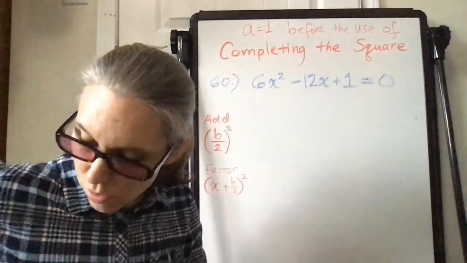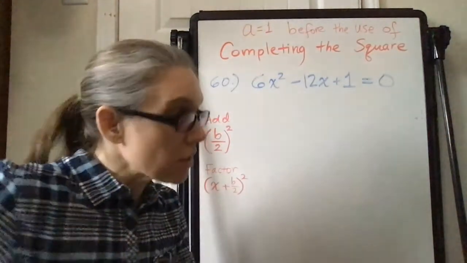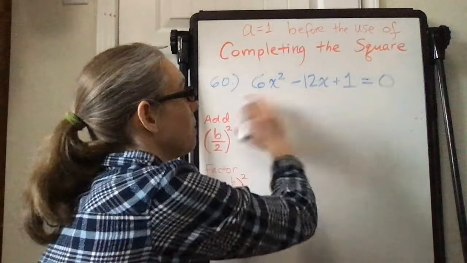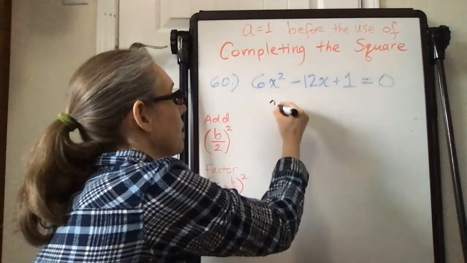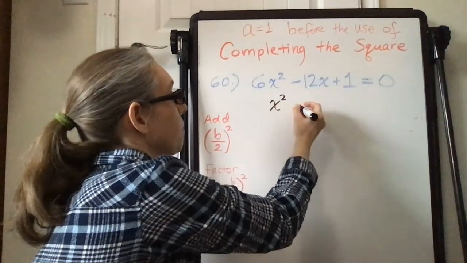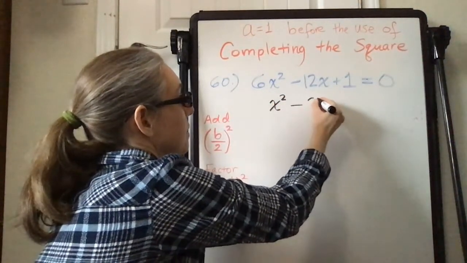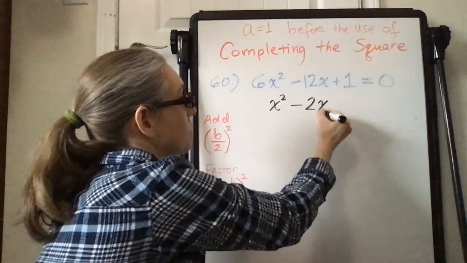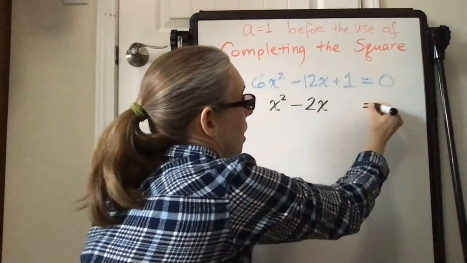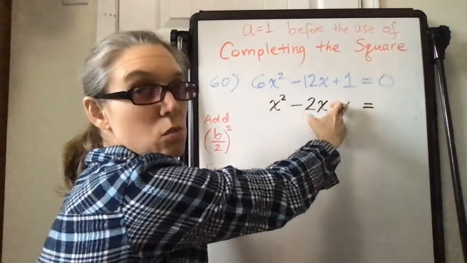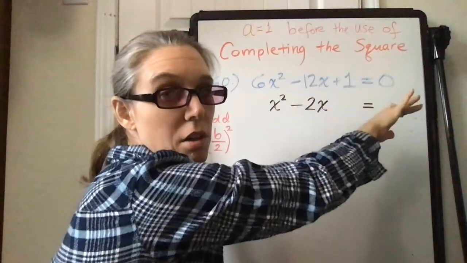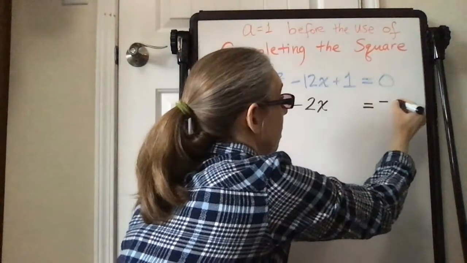So we're going to have a new starting problem. The new starting problem, when you divide both sides by 6, you end up with x squared minus 2x. I'm going to go ahead and move this over. This will become a plus 1 over 6, and I'm going to go ahead and move it over to the right-hand side.